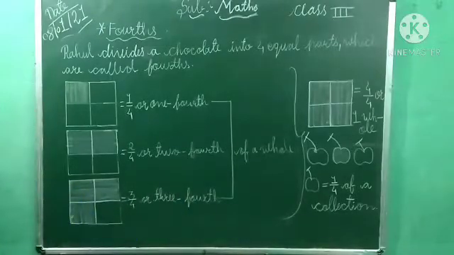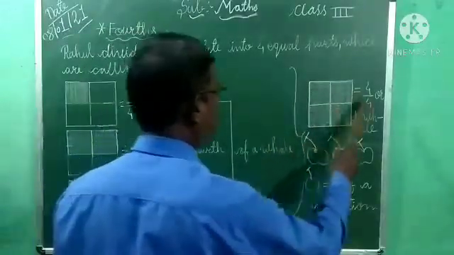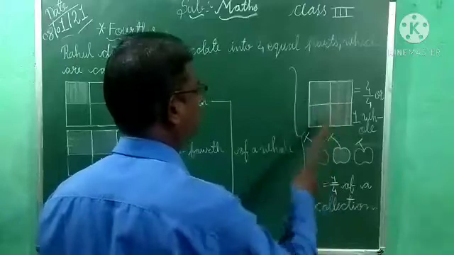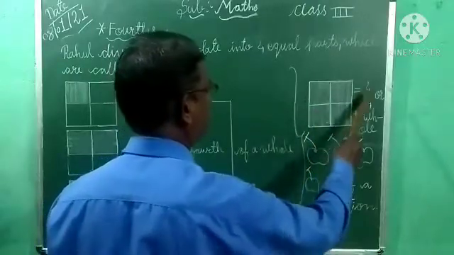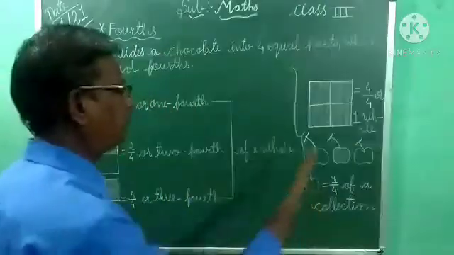Now here, how many parts are there? 1, 2, 3, 4. Out of 4, how many parts were shaded? 3. So the fraction will be 3 by 4 or 3/4. Understood? Now here 1, 2, 3, 4. From those 4 equal parts, all the parts were shaded. So 4 by 4. And 4 by 4 makes what? 1 whole. 4 by 4 or 1 whole.